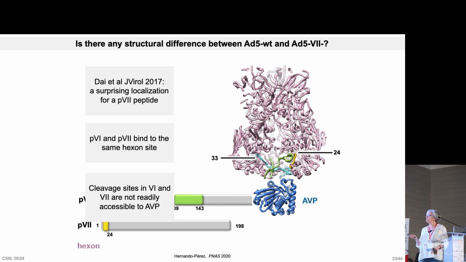And the position in which these peptides are located here causes the cleavage site to be hidden, because the adenovirus protease, this is the crystal structure of the adenovirus protease, comes traveling along the genome. And when it reaches here, it cannot really see this cleavage site. So something needs to happen for this cleavage site to occur.